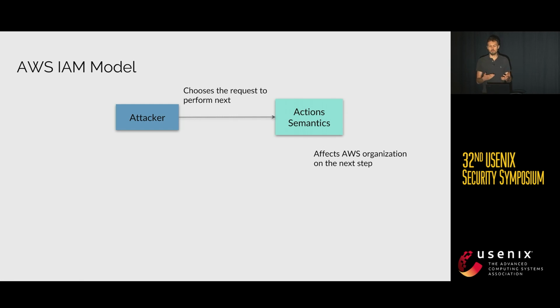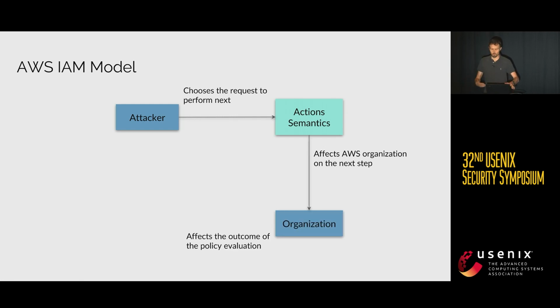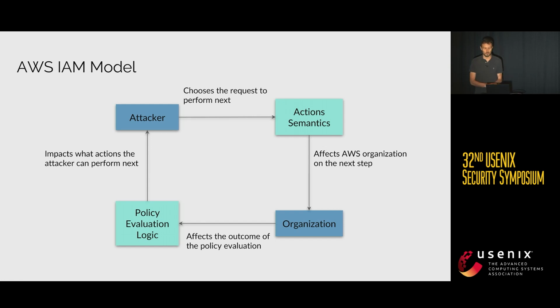So the actions affect the AWS organization. Next, we must encode all the resources in the organization: all the roles, policies, buckets, and information such as what roles are attached to what policies and so on. The state of the organization affects the outcome of the policy evaluation logic, which is the encoding of all the very complex evaluation rules from the AWS documentation. And this ultimately impacts what actions the attacker can perform next.